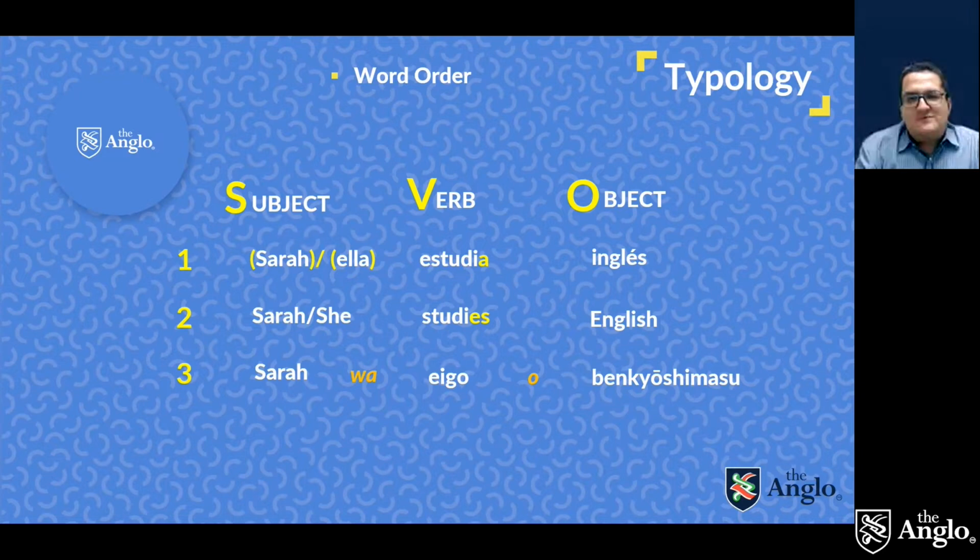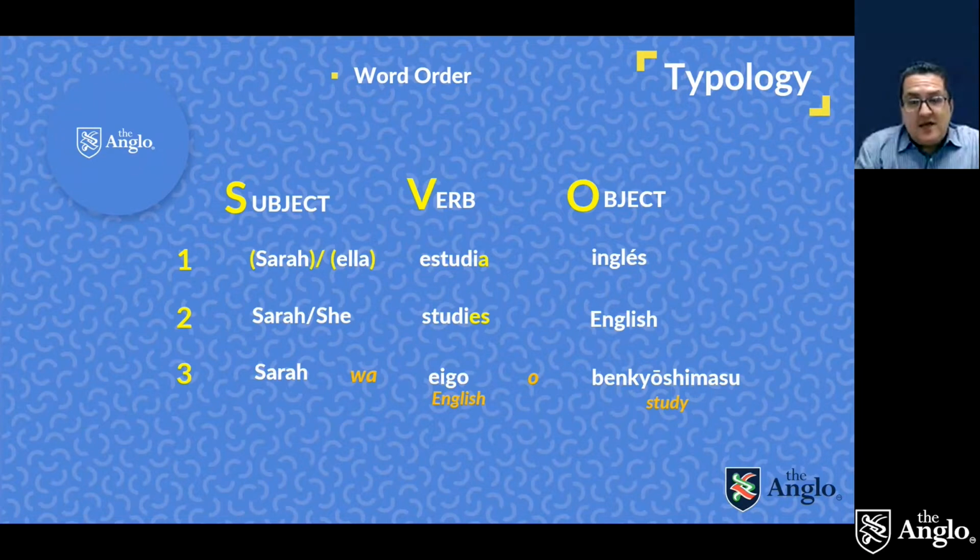Obviously, my pronunciation must be very poor, but bear with me, okay? It's not a language that I'm familiar with. So in Japanese, if we look closely, eigo is English. So we see that the number one, estudia, is the verb, that the number two, studies, is the verb, but in number three, eigo is not the verb. The verb is benkyoshimasu, which is study.